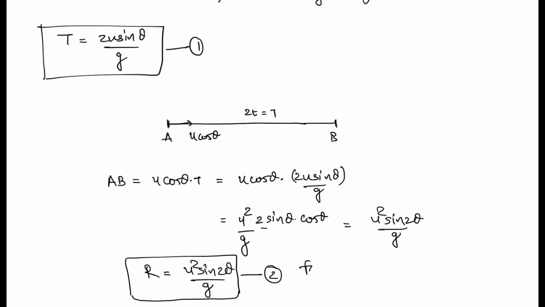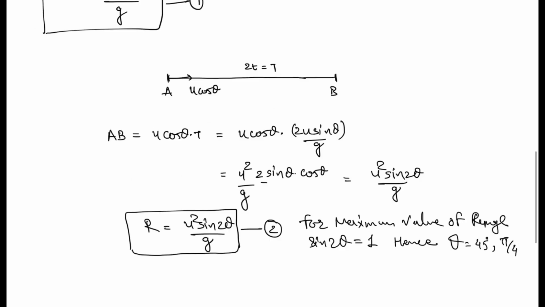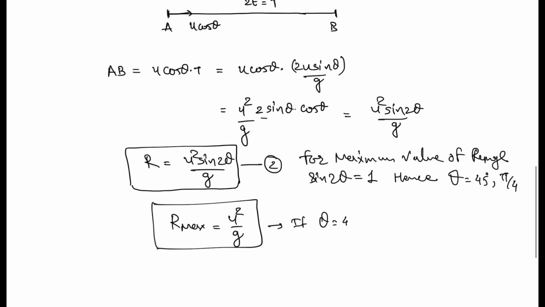For the maximum value of range, sin 2 theta must be equal to 1, hence theta equal to 45 degrees or pi by 4. Okay, 2 theta means 90, so theta will be 45 degrees, and the value of R max can be written as u square divided by g if theta is equal to 45 degrees. So we have the horizontal range.